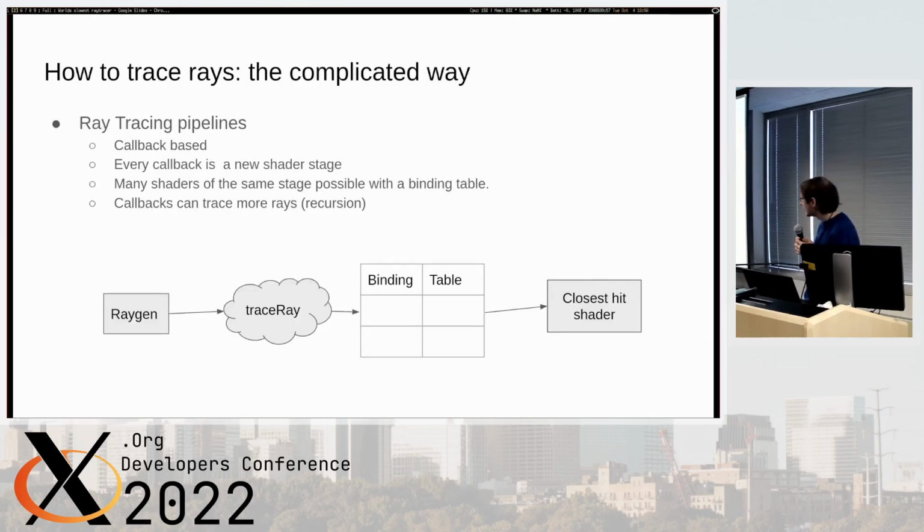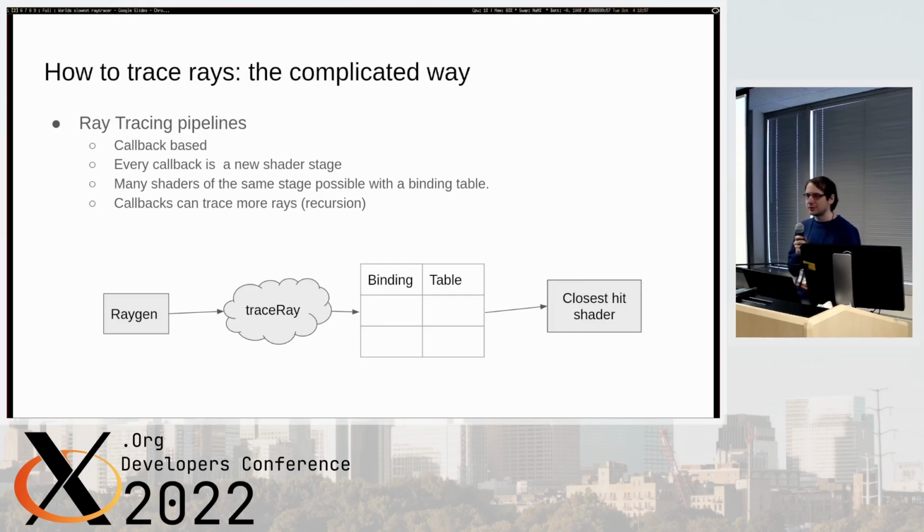Now the messy part. There's another extension that's about ray tracing pipelines. And the idea here is that instead of just doing it synchronously, we work with callbacks. So there's a raygen shader at the root, which is a new shader stage. It calls trace ray, and then when it hits a triangle, it's going to call a new shader for the hit.